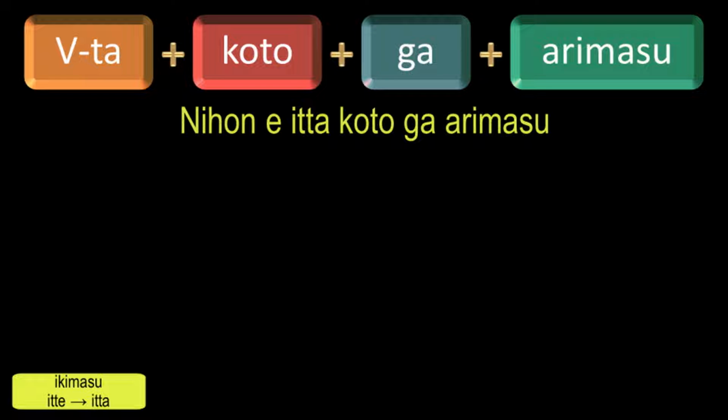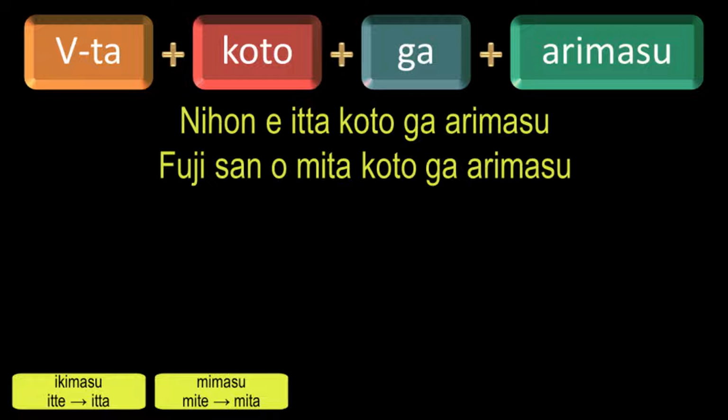Let me go to the next example. The verb mimasu means to see. The te form is mite and the ta form is mita. By adding koto ga arimasu, we will get mita koto ga arimasu, which means I have seen. And to say I have seen Mount Fuji, in Japanese it will be Fuji-san o mita koto ga arimasu.